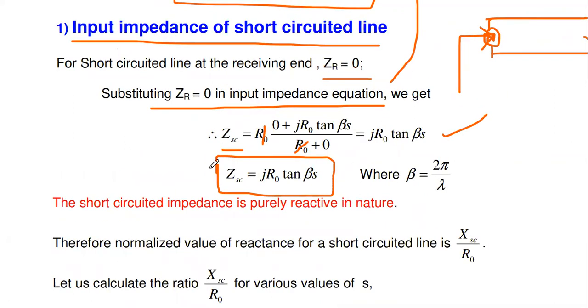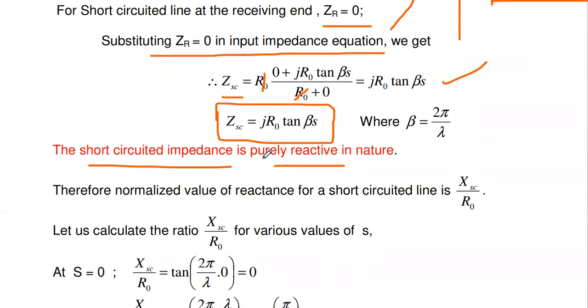From this formula we can say that the input impedance of the short circuited line is purely reactive in nature, since this term consists of only the j part. Here R0 is the characteristic impedance, and beta is nothing but 2 pi by lambda, the phase constant.